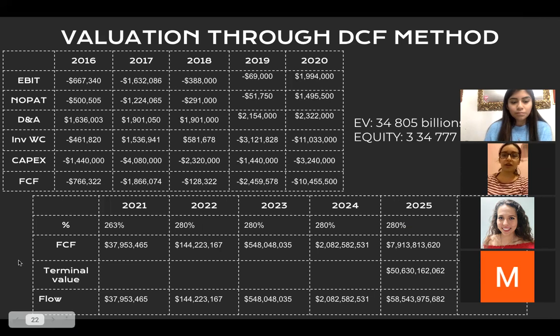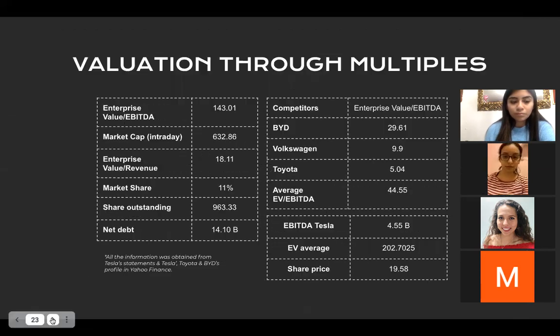Finally, we have an enterprise valuation of 34,000 billions of dollars. So that means that the valuation of the company is pretty high. So it's a good ratio. Next, please.